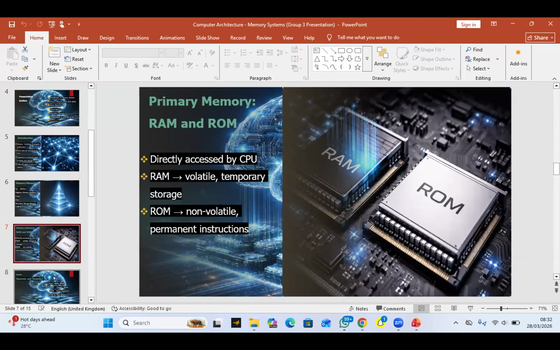Then we talk about primary memory. Primary memory is where the CPU works directly. The RAM gets direct access to the CPU, and the RAM is also volatile. Volatile means that when you are using your machine and the machine goes off, that's it. So it's a temporary storage. It depends only on an active machine.